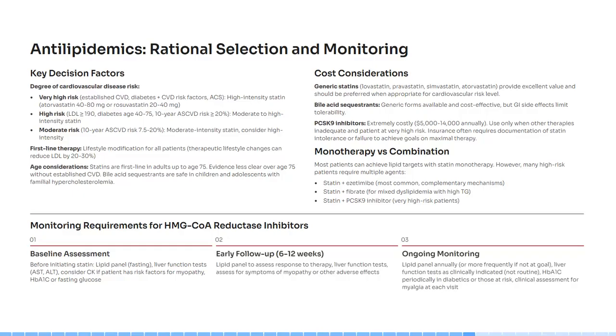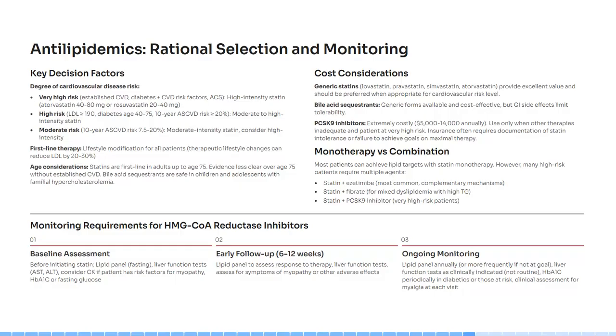So, how are you going to pick what you're doing? And how are you going to monitor? If they're very high risk, they have established cardiovascular disease, they have diabetes and some cardiovascular disease risk factors, or if they have acute coronary syndrome, you're going to use a high intensity statin, something like atorvastatin or rosuvastatin. High risk, if their LDL is greater than 190, if they're diabetic and they're anywhere between 40 to 75 years old, if they have a 10-year risk greater than 20%, moderate to high intensity statins.